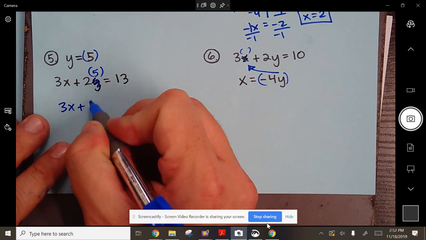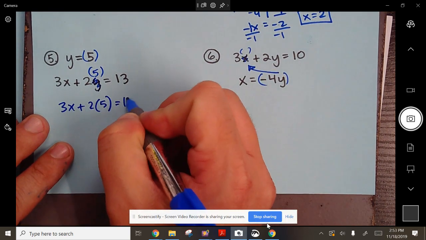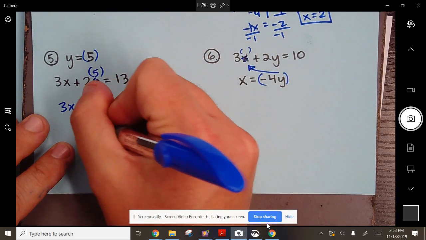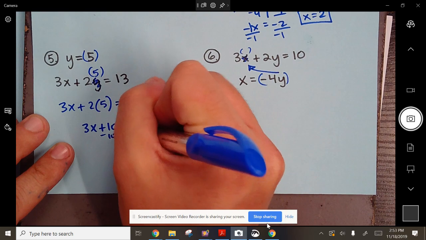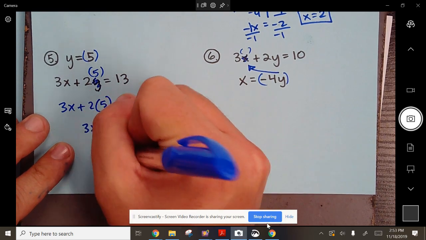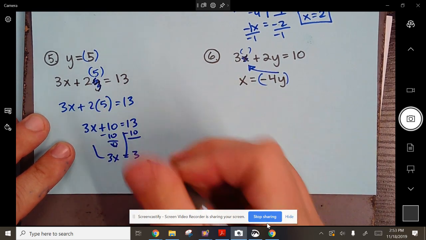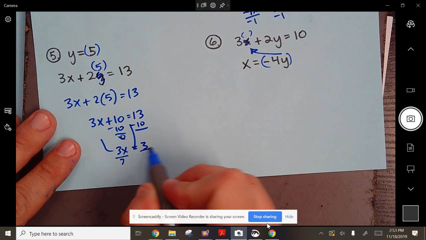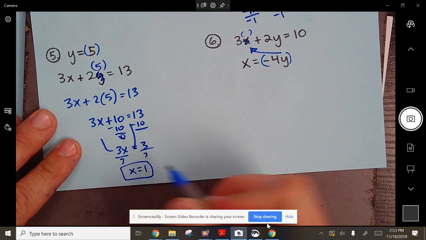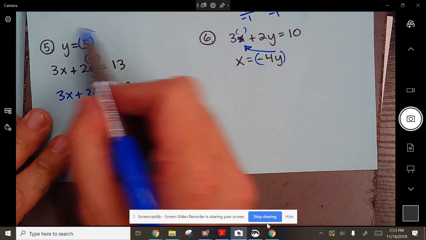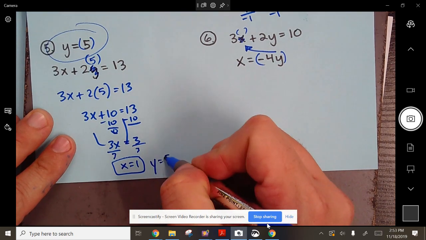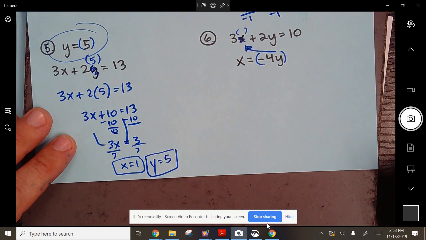3x plus 2 times 5 equals 13. X equals 3. X equals 1. What does y equal, Marusik? Well, guess what y equals? They already gave you that part of the problem. And sometimes they'll do that. So your answer is actually already done.